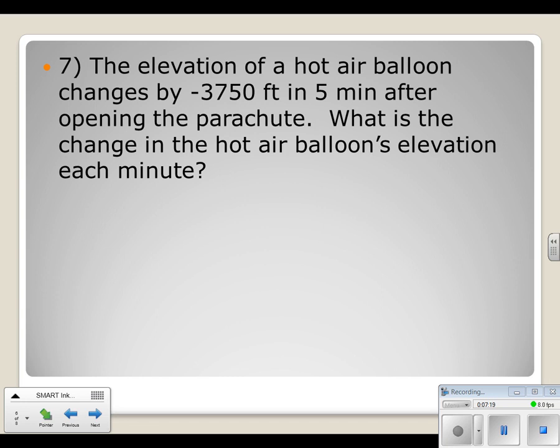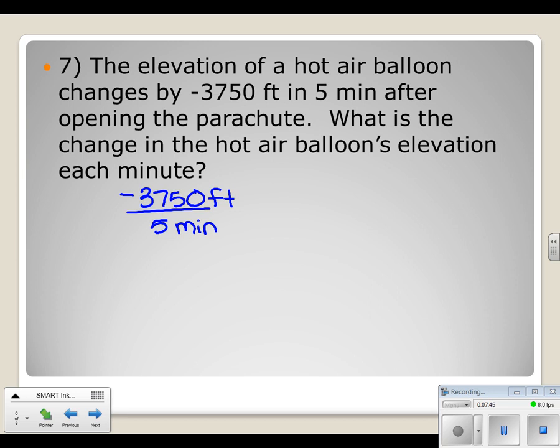The elevation of a hot air balloon changes by -3,750 feet in 5 minutes after opening the parachute. What is the change in the hot air balloon's elevation each minute? So we're doing -3,750 divided by the 5 minutes to know how many feet per minute. So we do the division to find that quotient.